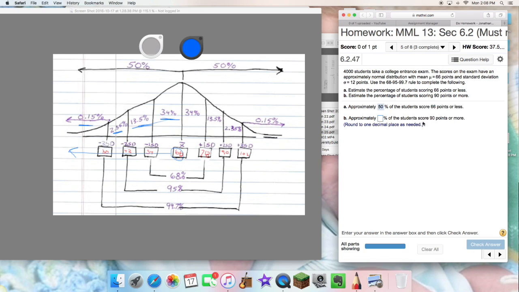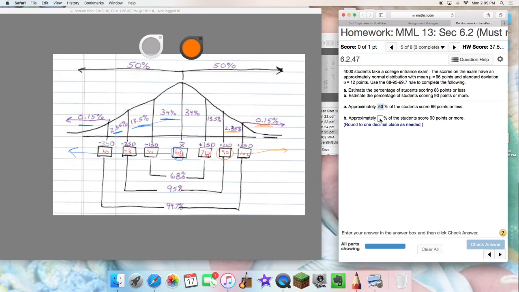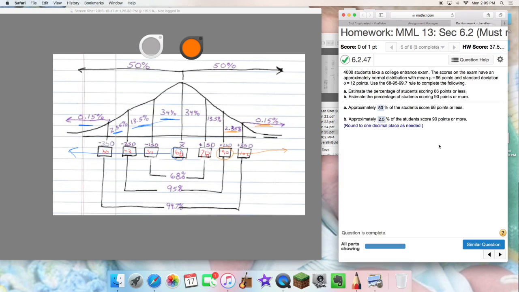Now, let's look at the next one. It says I want 90 or more. So just to have a different color, orange. All right, so 90 or more. Well, 90 or more is everything that I'm highlighting now, that 2.35 and the 0.15. I add that together and I get 2.5. Done.